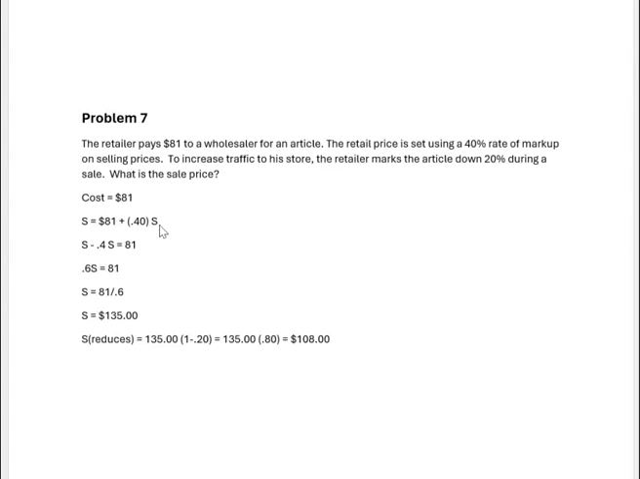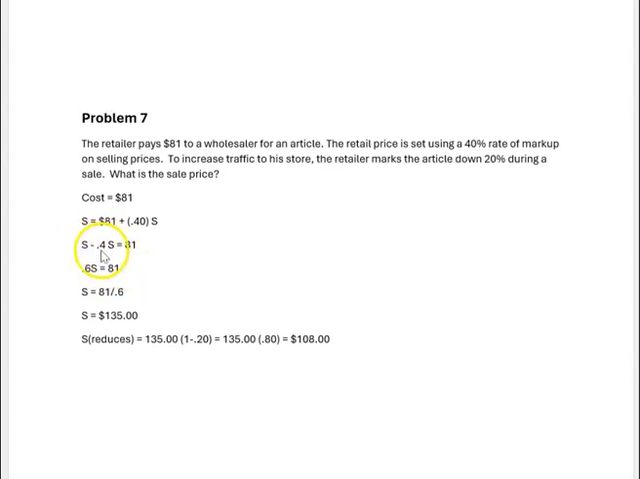That's your markup. Okay. So looking at this, we've got S's on both sides. One side we have a full S, the other side we have 0.4 of an S. So again, we need to get like items together. So we need to move that 0.4 S over to the left-hand side of the equation. And the way we do that is to subtract 0.4 S from both sides. So that will leave us with S minus 0.4 S equals 81.